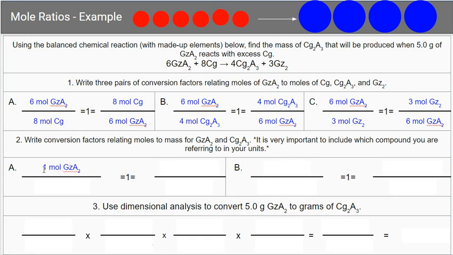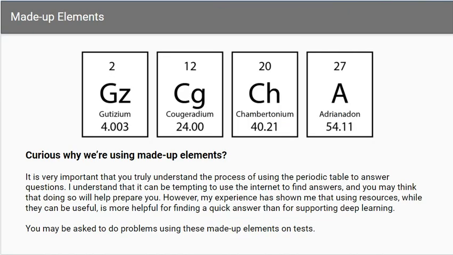And so for this first one, let's do that. 1 mole of GZA2. And to find this, we need to use our molar masses that's given in our periodic table. Now, I know that the chemistry reference tables will not have these elements because these are made up elements. So you're going to use the ones that are in your slides. So 1 atom or 1 mole of GZ and 2 moles of A2. We're going to add those things up. If we come over here, we get that GZ is 4.003 and A is 54.11, right?